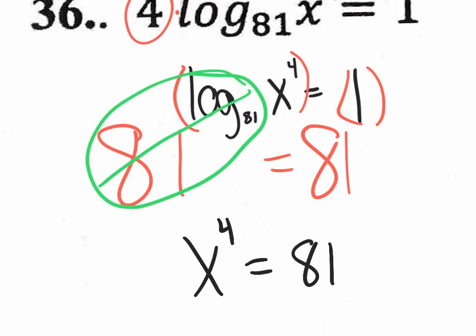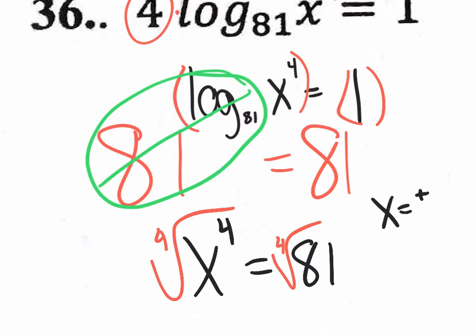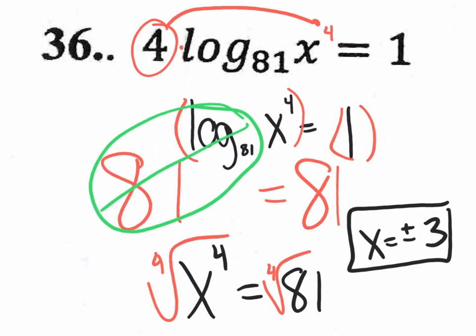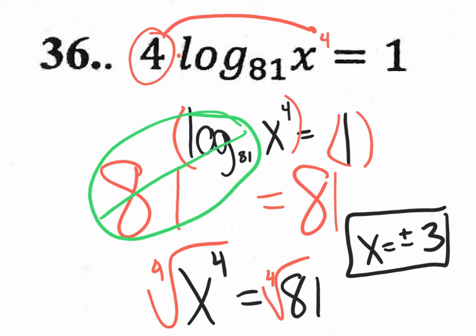Now, how do we get rid of the power of 4? We're going to apply the 4th root. So you do to one side, do to the other side. If you apply the 4th root of 81 on a calculator, you should get 3. x equals plus or minus 3 technically. However, it cannot be negative 3. So we only say that the answer is positive 3.